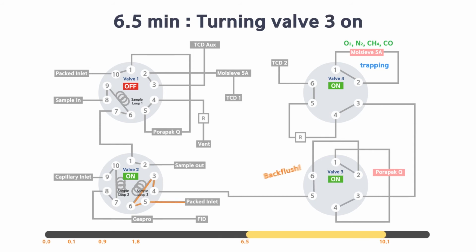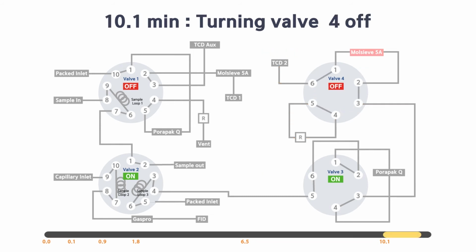So, acetylene and hydrogen sulfide need to be backflushed by turning on valve 3 at a relatively low temperature. After that, turn valve 4 to the off position to separate oxygen, nitrogen, methane, and carbon monoxide in the MolSiv 5A column and have them detected by TCD.